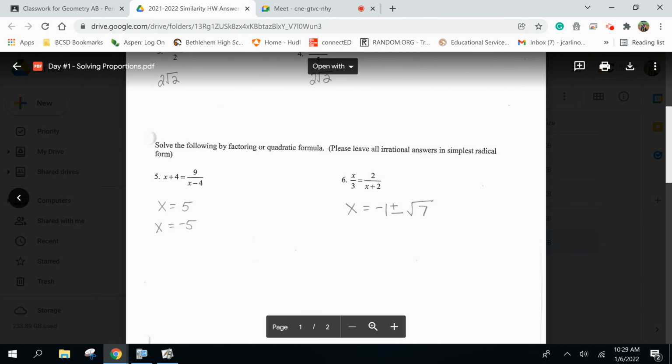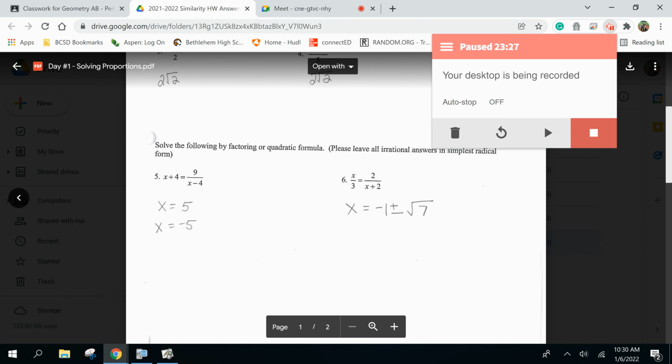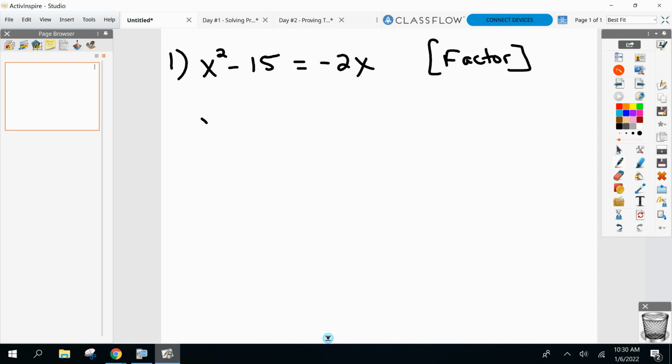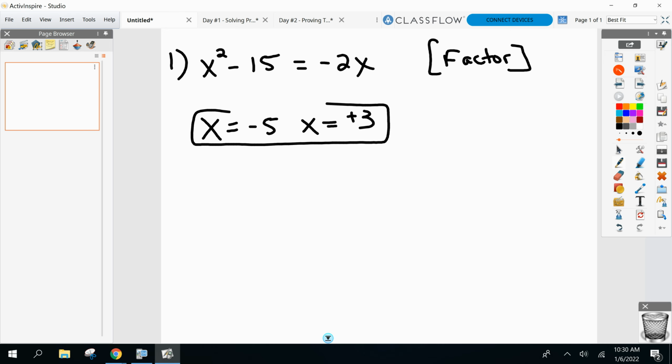So you just cross multiplied, that's what you ended up getting. Quick one. X equals -5, x equals +3. Good work. All right, they're going to get a little tougher now. Here we go, number 2. X squared minus 8x equals -10.